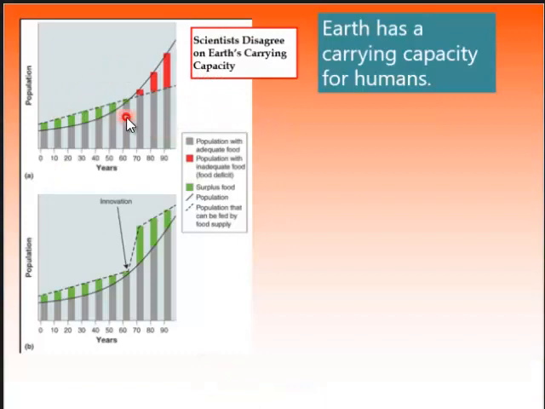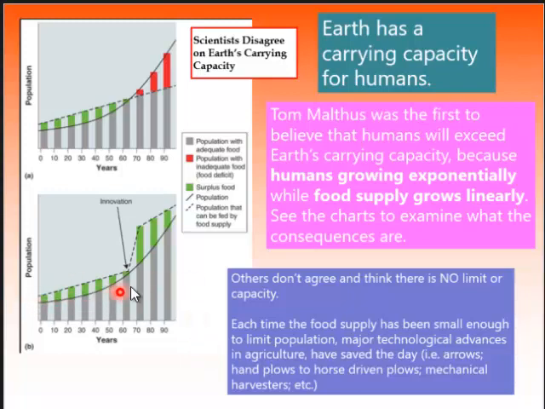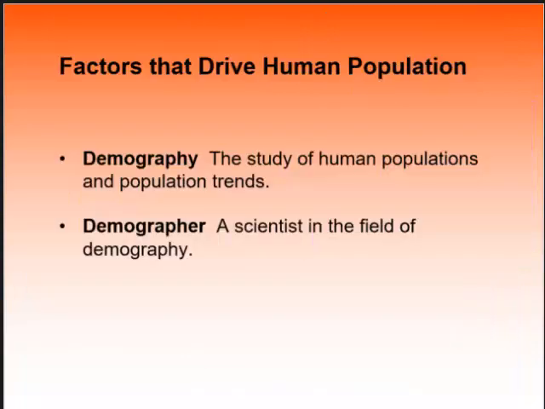So scientists don't agree on carrying capacity. Earth does have a carrying capacity. It's only going to be able to hold so many humans. Tom Malthus was the guy that assumed that humans are going to exceed the carrying capacity because humans grow exponentially and the food supply grows linearly and we're going to run out of food. Some people think that we have the agricultural technology and innovation where we are going to be able to survive with even more people. The earth will be able to carry us because we are going to come up with some new fancy farming machinery. What do you think?